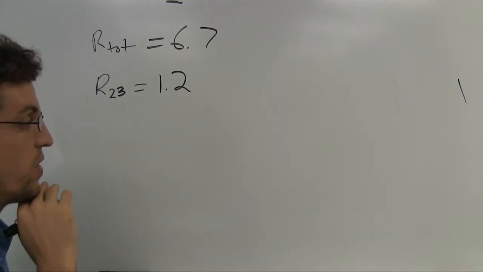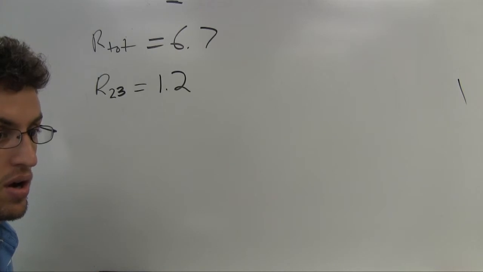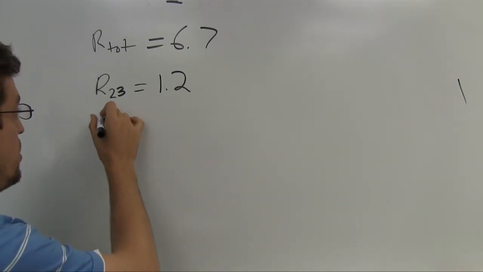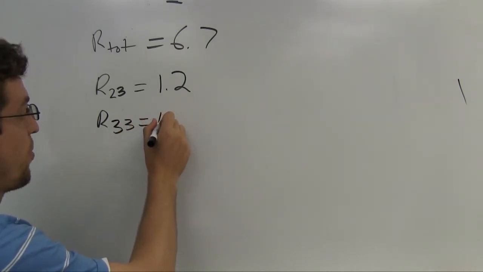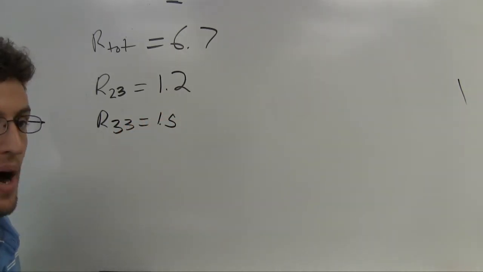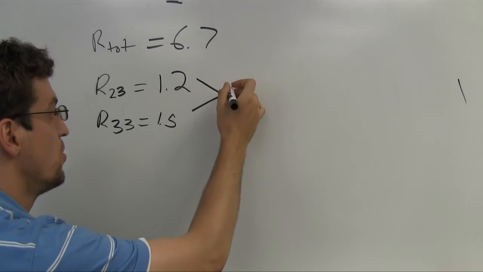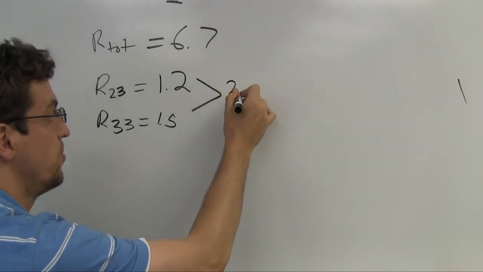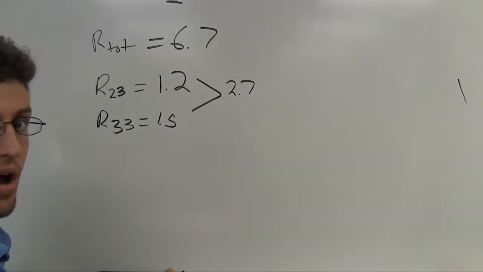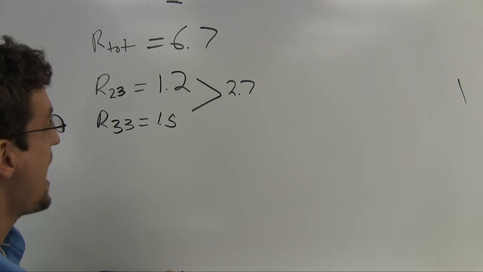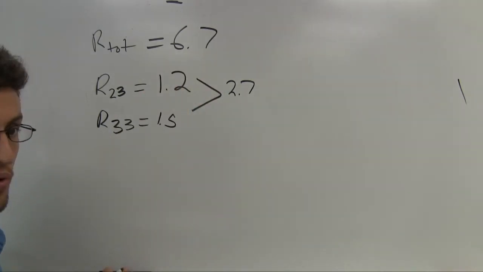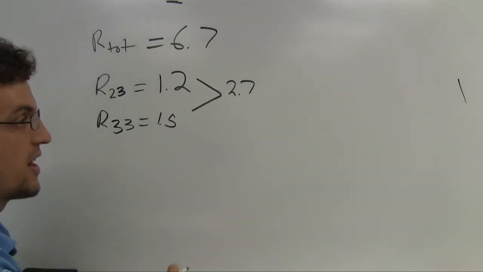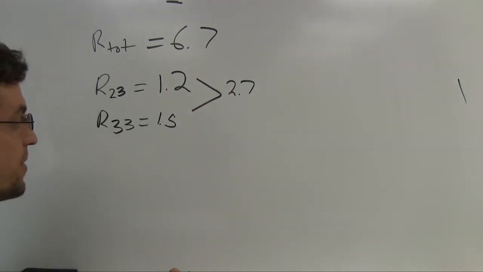We also know that R33 is equal to 1.5. So if we combine those two together, we would get 2.7. We could then add 2 more 2s to get to 6.7. Okay, so once I get that decimal out of the way, it's easy to get just the whole numbers.